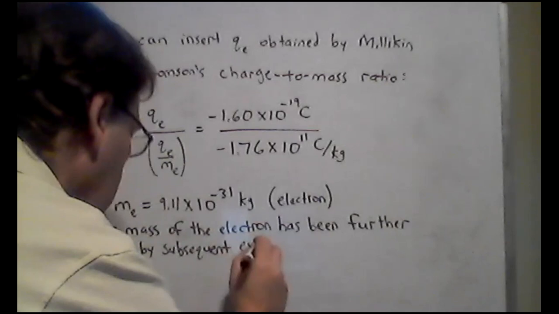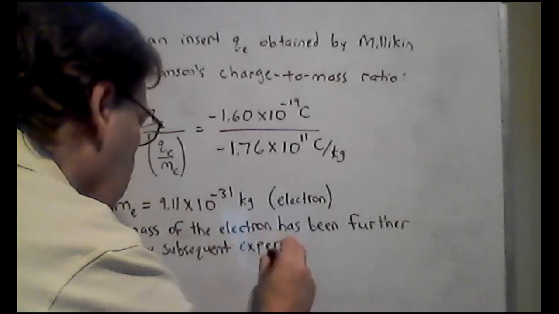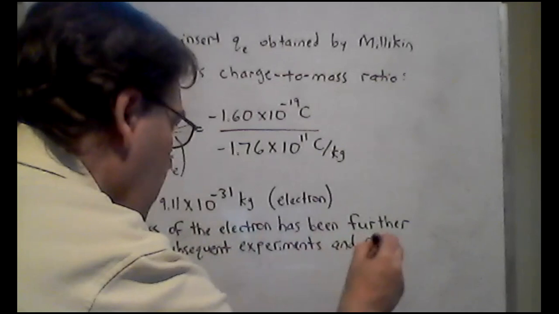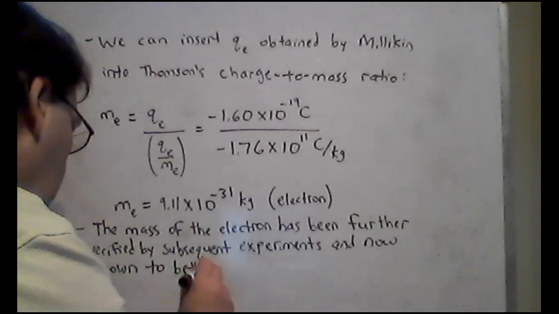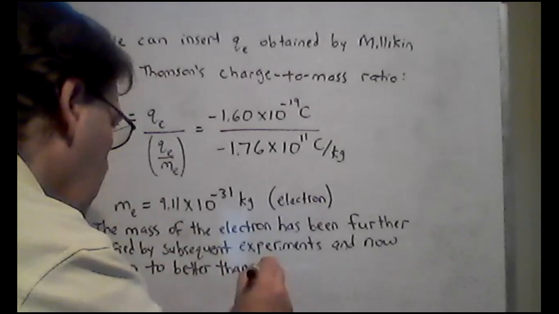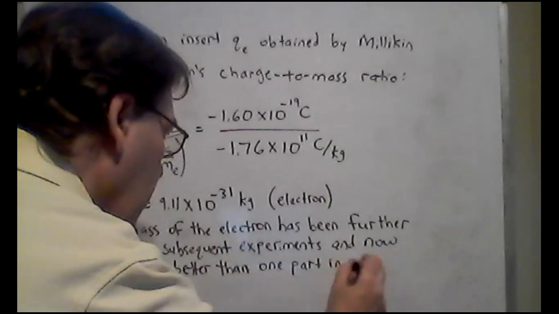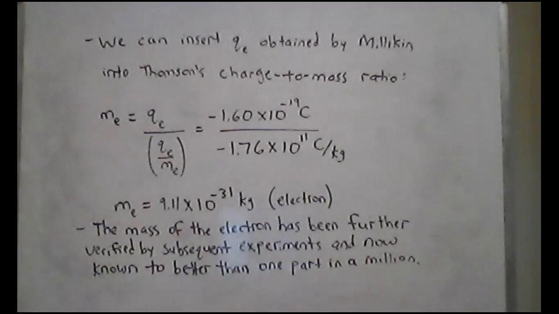And is now known to better than one part in a million. So we understand the mass. We know the mass of the electron very, very well today, but this was the first measurement of it.